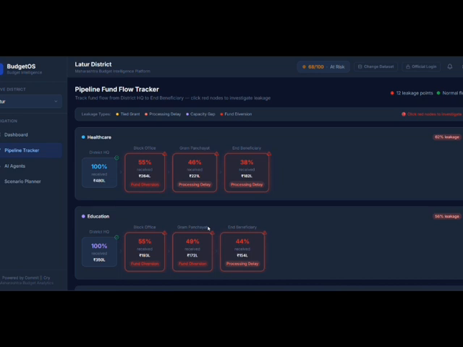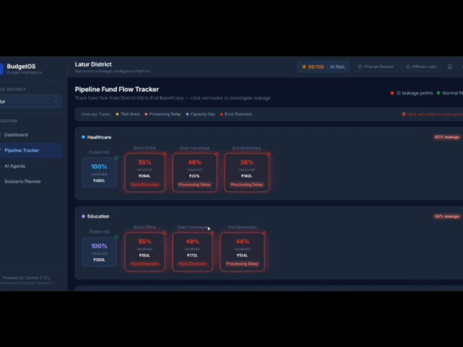So why isn't it connected right now? Because PFMS does not have a public API, and honestly, it shouldn't. Think about what PFMS contains: real-time national fund flow data, crores of rupees. You cannot expose that to a public endpoint. For a third-party platform like BudgetOS to integrate, it requires a formal government partnership, an MOU with NIC, which manages PFMS, plus security clearance and bureaucratic approvals. That's not something that happens at a hackathon.